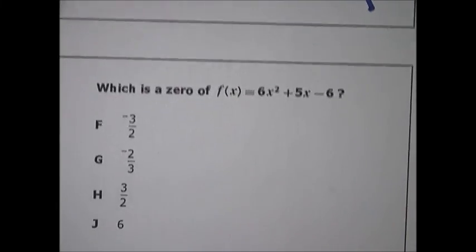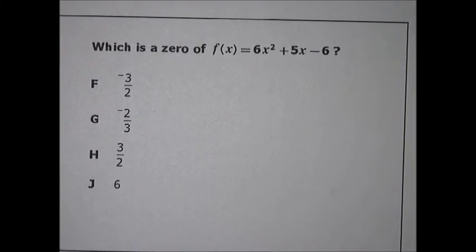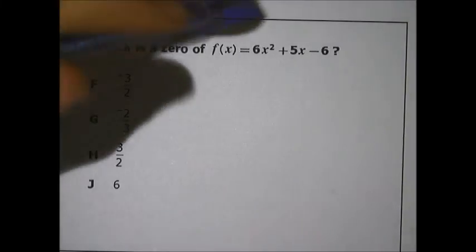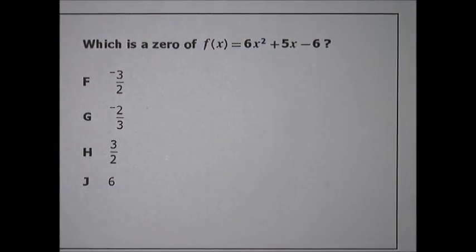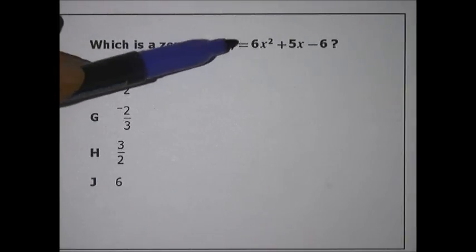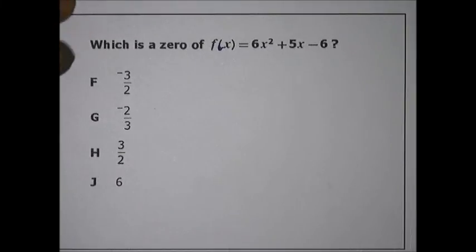Next one says, which is a 0 of the following? If you are looking for a 0, you're looking for a root, an answer, a solution, an x-intercept. You're looking for where this crosses the x-axis. You could factor this. Might be a little confusing though with the 6 out front because you have different choices. Other option is hop straight to the quadratic formula. Either or, you're going to get a 0.